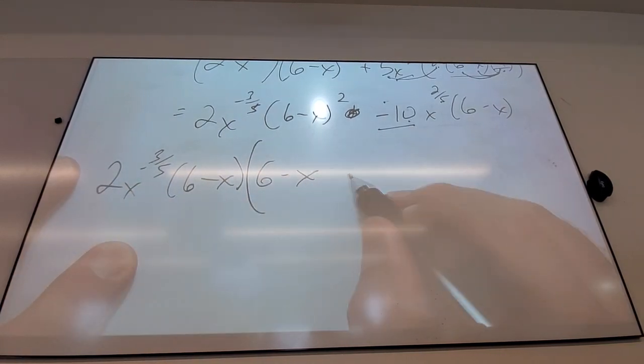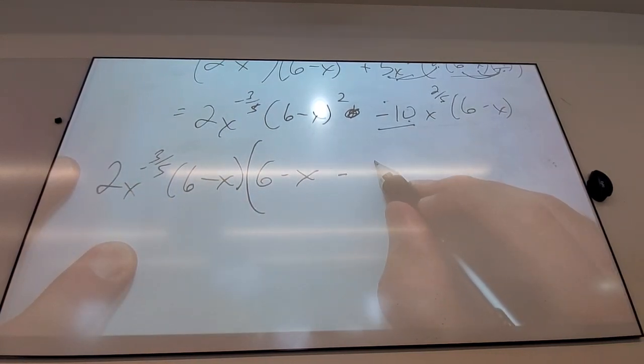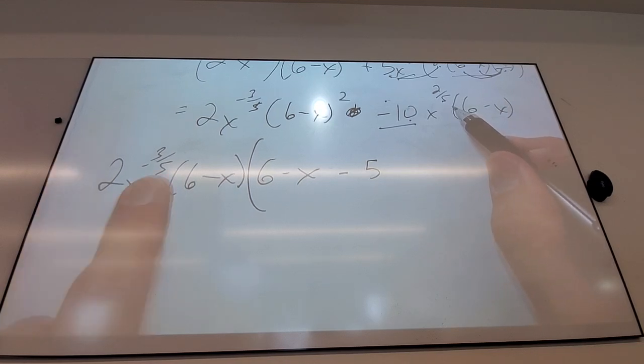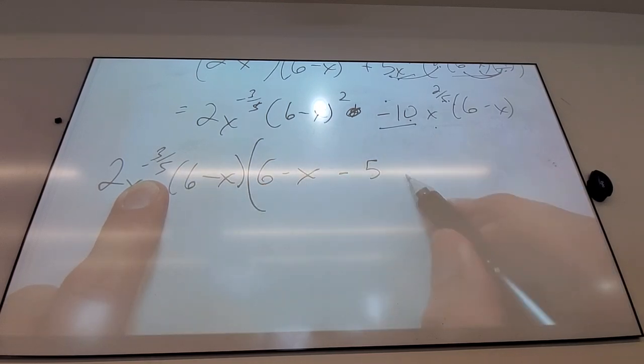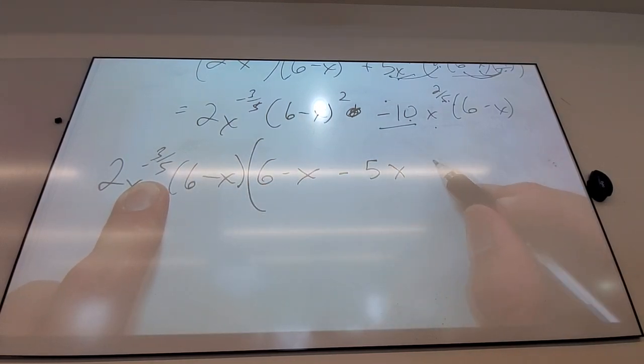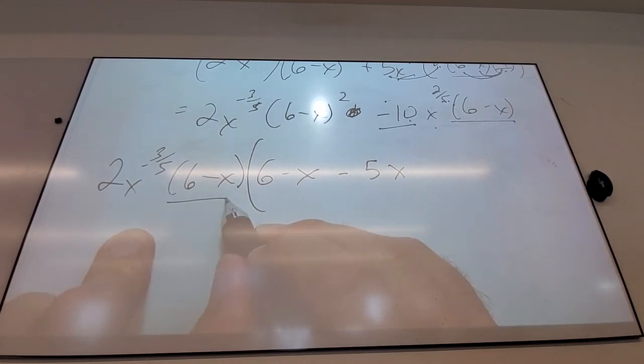-10 divided by 2 is -5. Took -3/5, divided it into x to the 2/5. So 2/5 minus -3/5 is 1. So I got 1x, and I took this 6 minus x, yes?